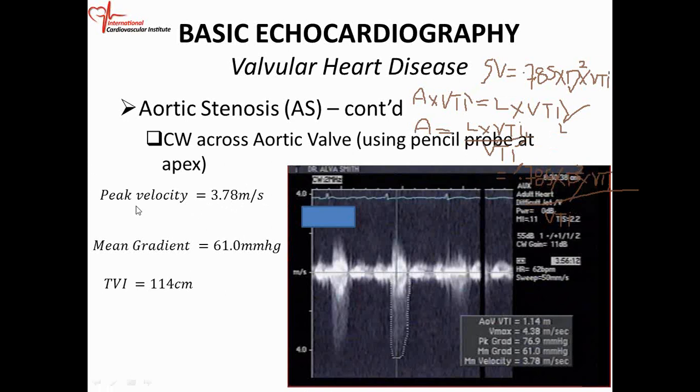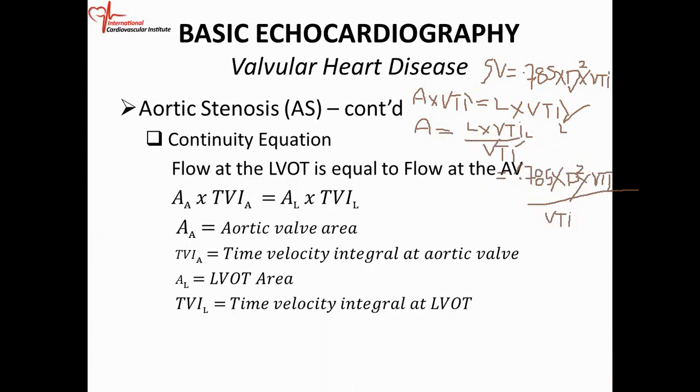So this gives you a peak velocity of 3.78 meters per second, so much different, with a mean gradient of 61. So if it's not done properly, you're going to do the patient a grave injustice. So use multiple windows, and you should use your PEDOF probe. You want to get the maximum velocity.